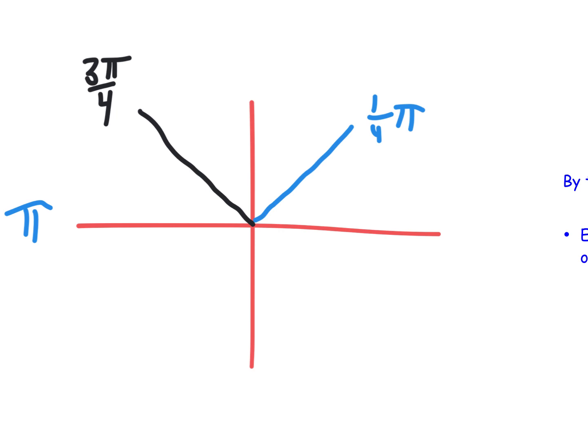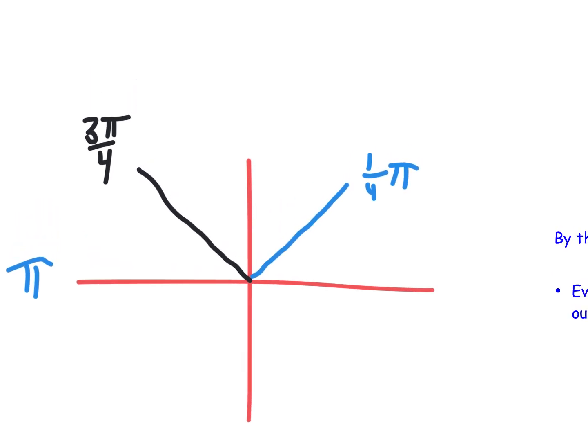Because if you don't have that triangle, you can't answer, like, what's sine of 3 pi over 4? So that's what our question's going to be. What's sine of 3 pi over 4? So here's your triangle.